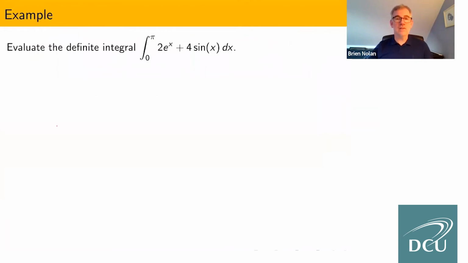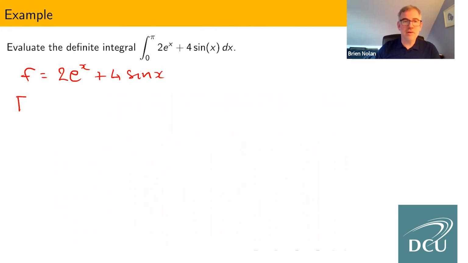So I can now answer a question like this. Evaluate the definite integral of 2 times e to the x plus 4 times sine x. Here I'm using part 2 of the fundamental theorem because I have a function little f equals 2 times e to the x plus 4 times sine x. My first step is to find an antiderivative, any antiderivative whatsoever.